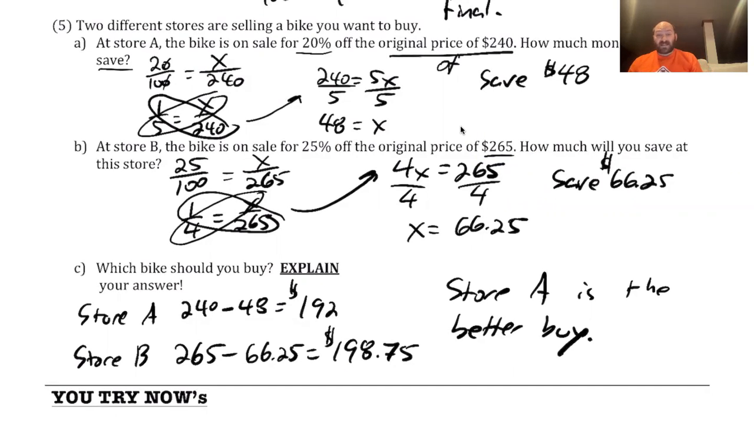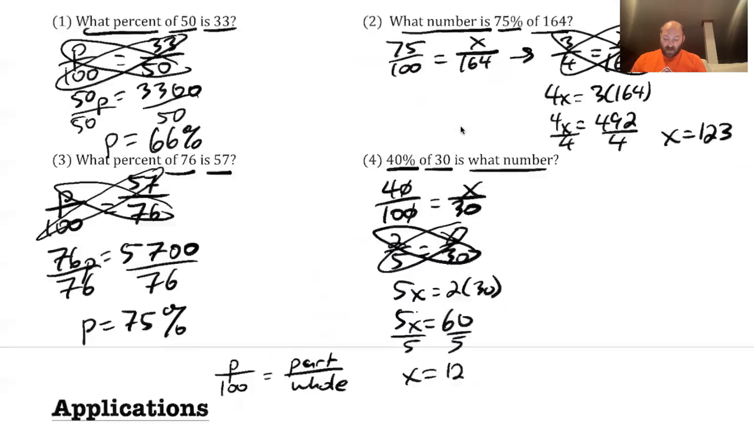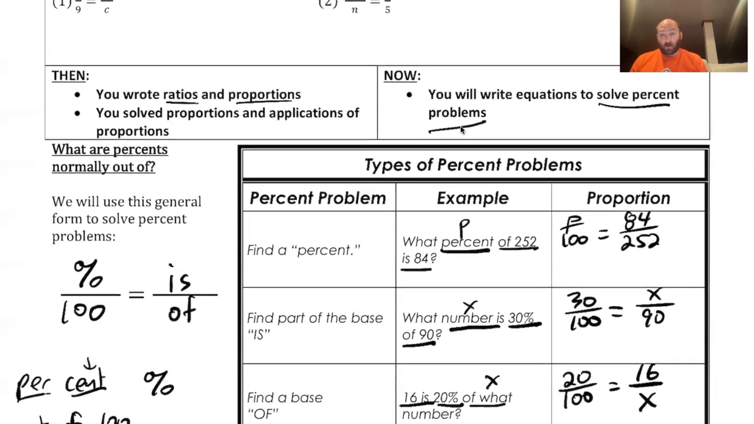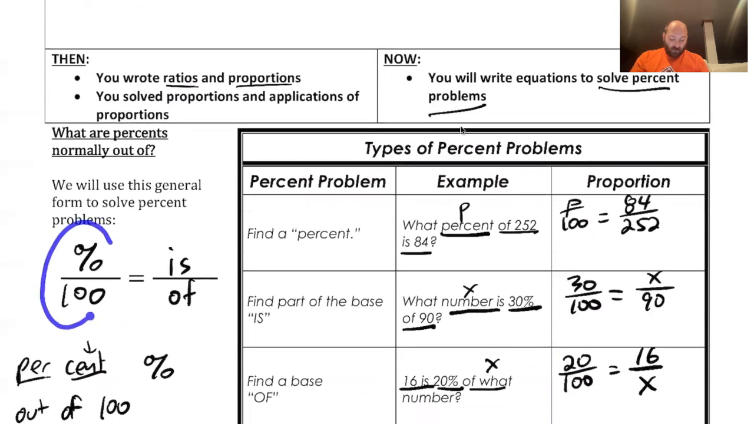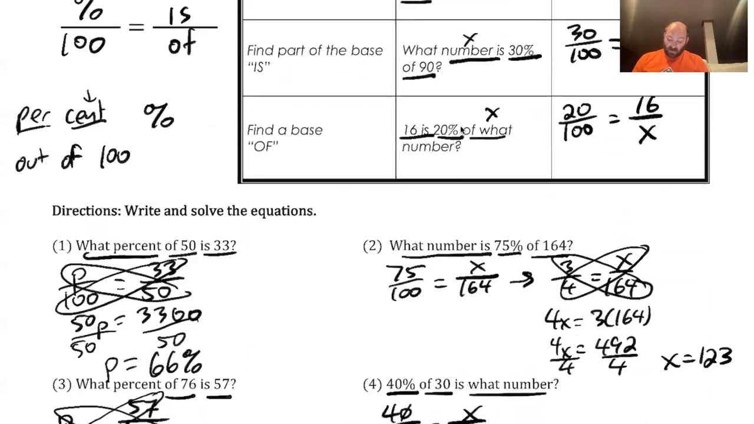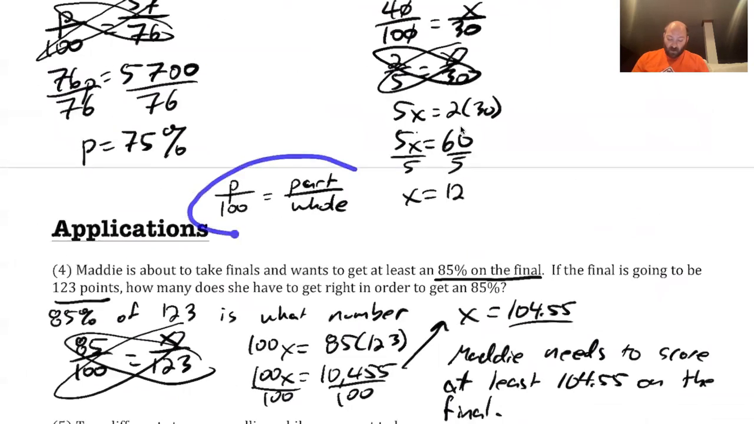Okay, and that's it for our percents. Remember, the big thing about percents is that they are a very specific type of proportion. We are showing the ratio of percent out of 100 compared to an "is over of" idea. But I could also do, instead of "is over of," percent over 100 is equal to a part over a whole. Okay, so a small section or a small part of the entire thing is the idea there.